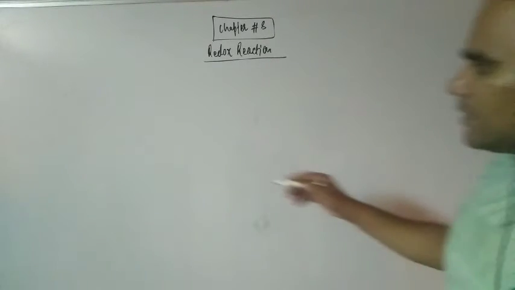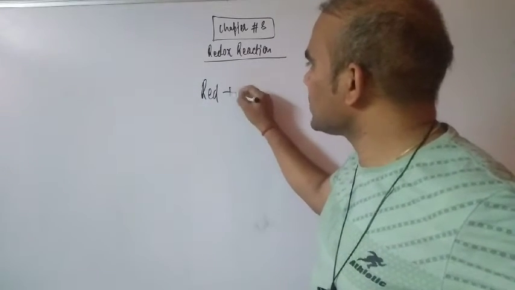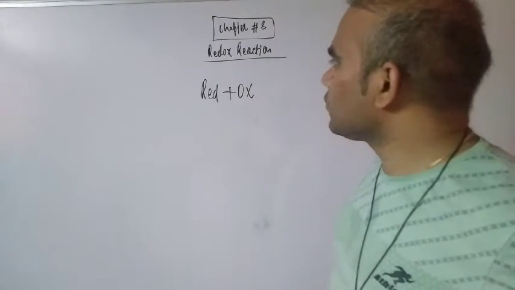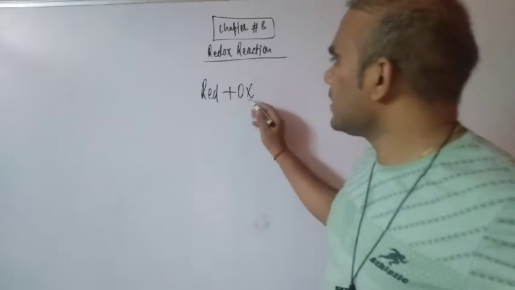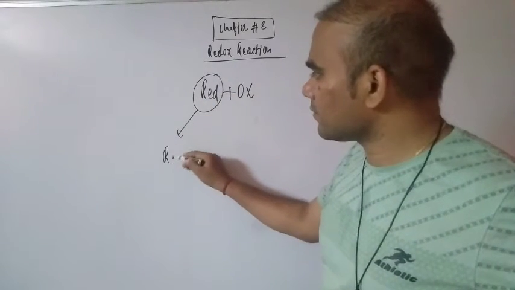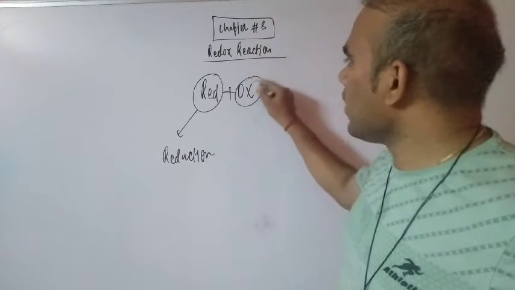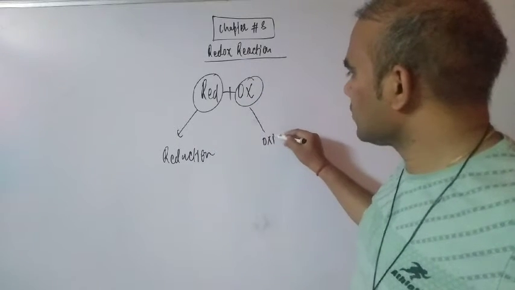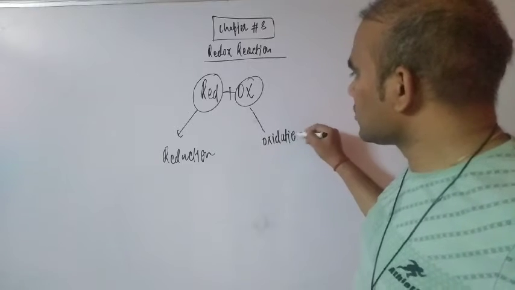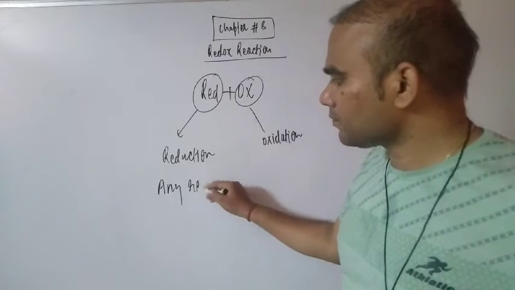As you see, students, redox is made up of two terms: red plus ox. Red means reduction, and ox means oxidation.